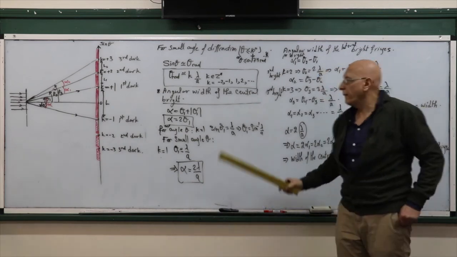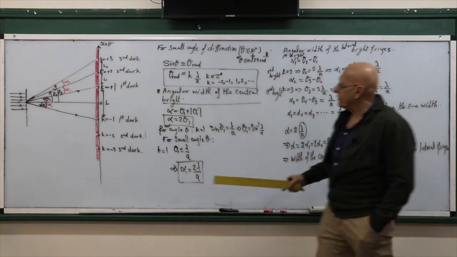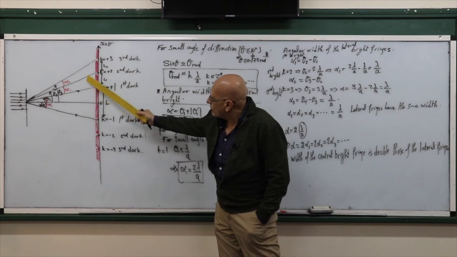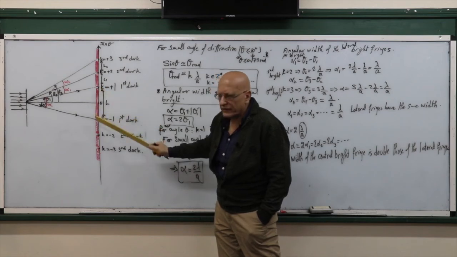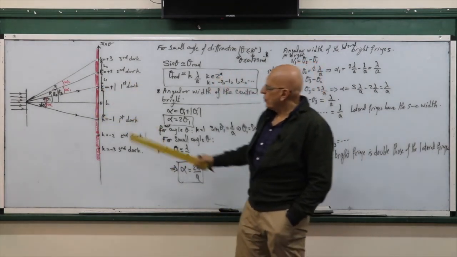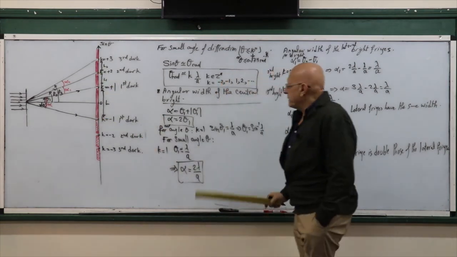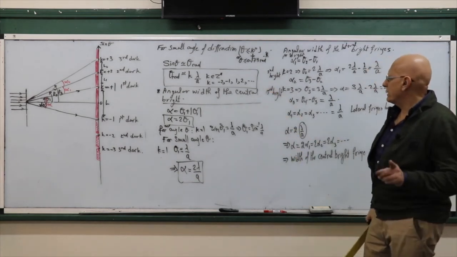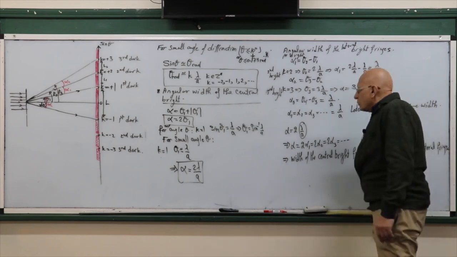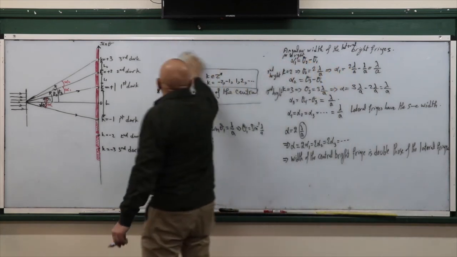Take this remark only. Although I am talking about bright fringes, I have obtained the result of the angular widths of the bright fringes by using the equation of the dark fringes. Why? Because each bright fringe is bounded by two dark fringes. So I used the formula of the dark fringes to find the lateral widths of the bright fringes. Take care about this. Now, how to determine the position of the bright fringes?